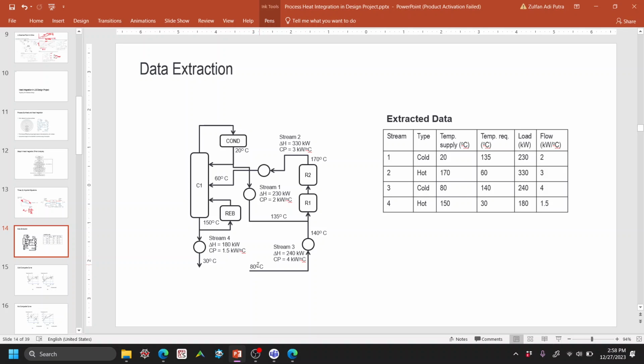So we do this for all streams that need to be heated up and cooled down. And this particular stream, for example, needs to be heated up. So that means this is a cold stream. So we have cold stream number 3, and then another cold stream from 20 until 135 as stream number 1. And then we do the same thing for the hot streams.